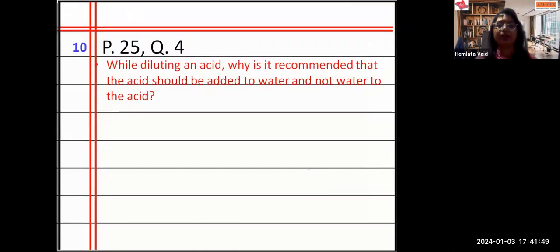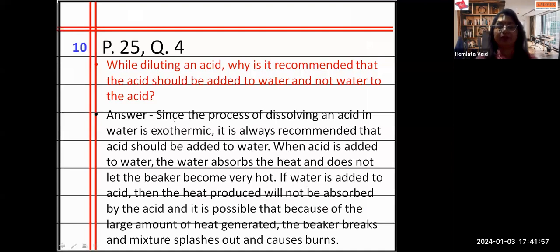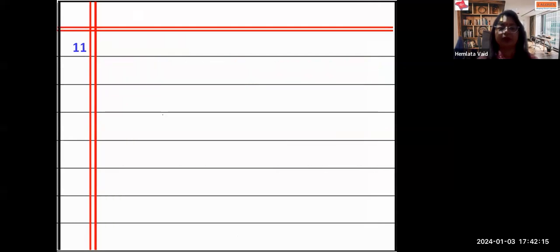So the reason I have already explained. Now you can see the question: while diluting an acid, why is it recommended that the acid should be added to water and not the other way around? So you can see the answer. I have just now discussed it. You can write the answer in your own words also. The only thing when you write the answer is you must never miss any important point, any keyword. Okay.